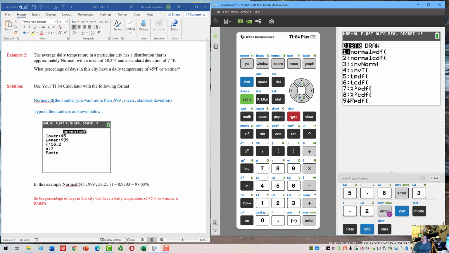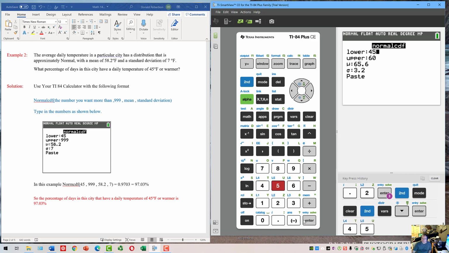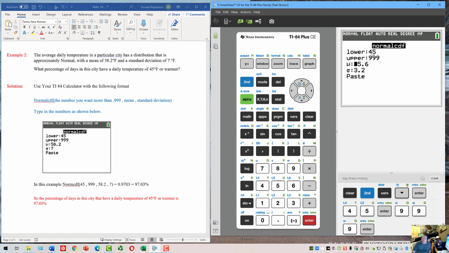Blue button, distribution. Number 2. So scroll down to number 2, hit enter. We want a low number this time of 45. We want a ridiculously high number. Now those two together are describing 45 or above. Anything from 45 on the low side to the end of the universe on the right hand side. Bigger than 45. Now in this story the mean is a new number, it's 58.2. The standard deviation is a nice number, it's 7.